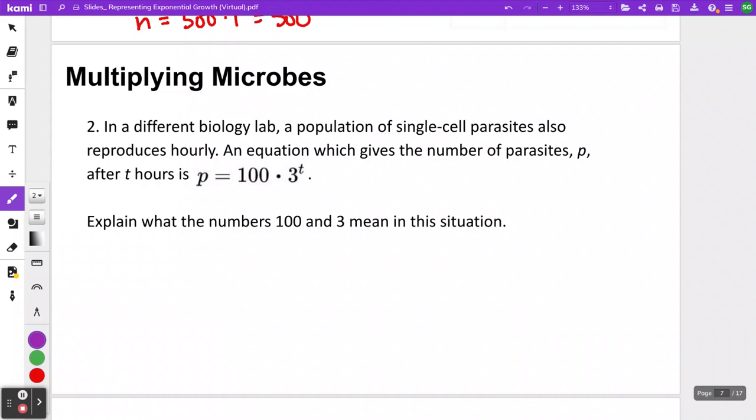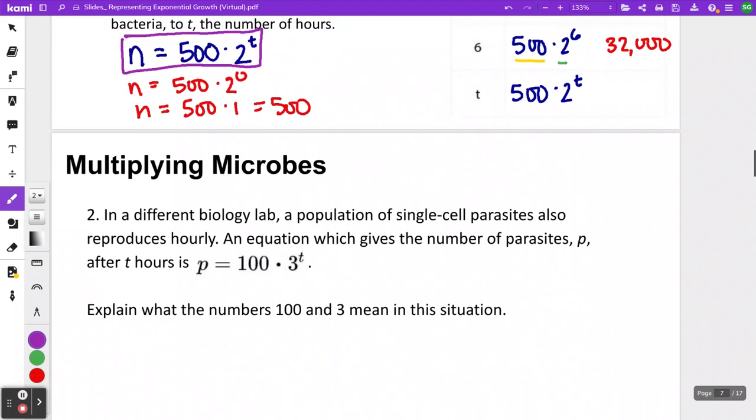So for number 2, this is related to the math we just did, but now instead I'm giving you an equation and I'm asking you what the numbers in that equation tell us. Go ahead, pause this video now, read through the story, and answer the question on the screen. All right, for this question, I am going to scroll up a little bit and put our previous equation on the screen as well to help us out.